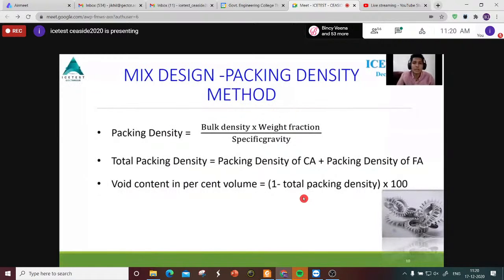Mix design using packing density method. The mix design is calculated using the packing density method, and the important formulas used for calculating the mix design are given below. Packing density equals bulk density into weight fraction by specific gravity. Total packing density can be obtained by adding the packing density of coarse aggregates and the packing density of fine aggregates. Void content in percent volume equals (1 minus total packing density) into 100. These formulas are used throughout the calculation of the mix design.